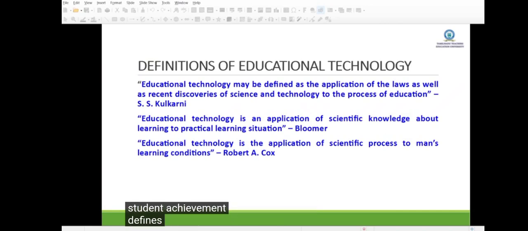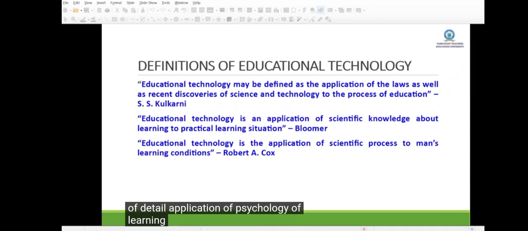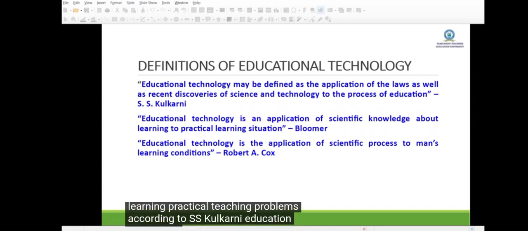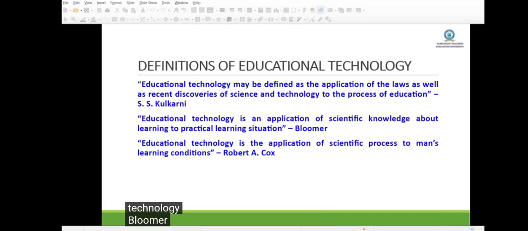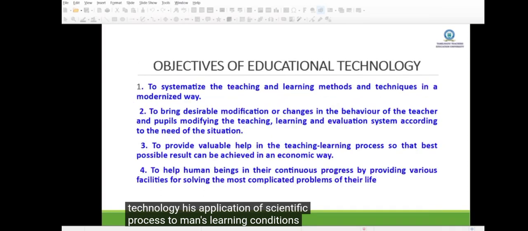John P. DeCecco defines education technology as a form of detailed application of the psychology of learning to practical teaching problems. According to S.S. Kulkarni, education technology may be defined as the application of the laws as well as recent discoveries of science and technology to the process of education. Bloomberg defined education technology as an application of scientific knowledge about learning to practical learning situations. Robert Cox defined education technology as an application of scientific process to man's learning conditions.